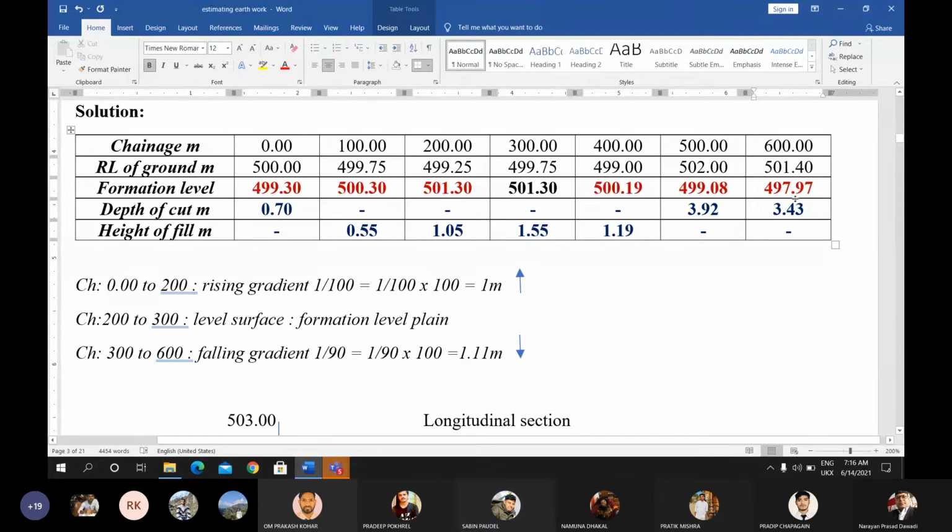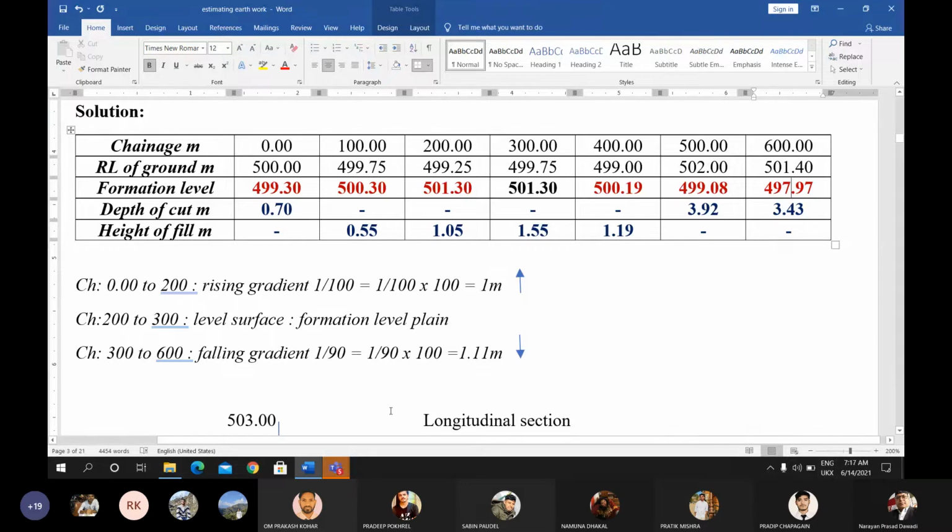Okay. This is the formation level that I have calculated. You can understand it in this way. Now, compare the RL of ground and the RL of formation level.